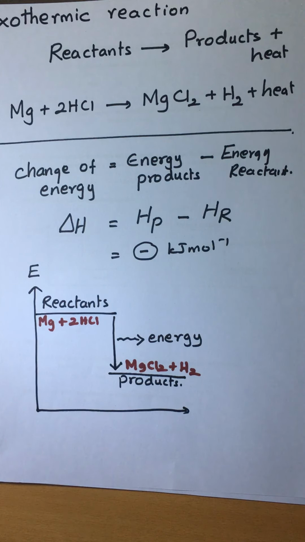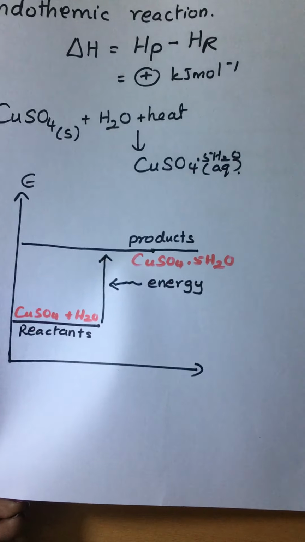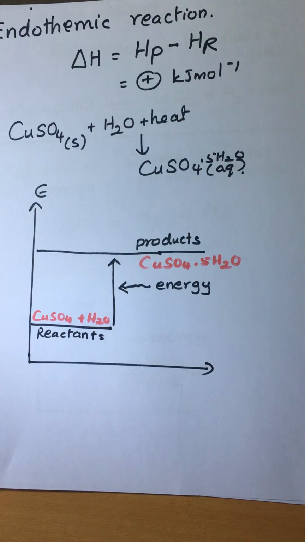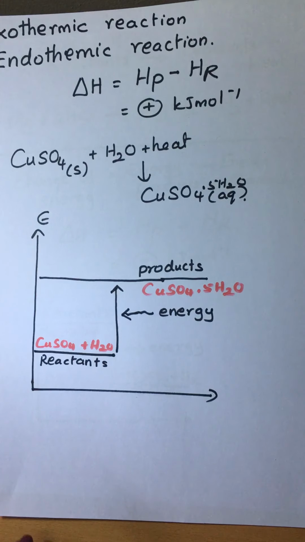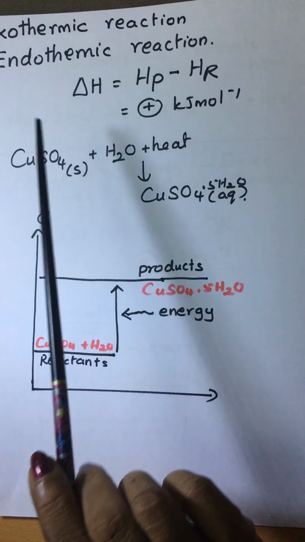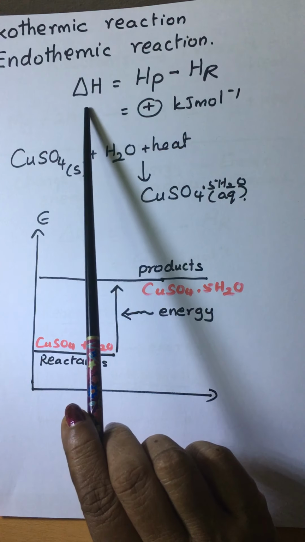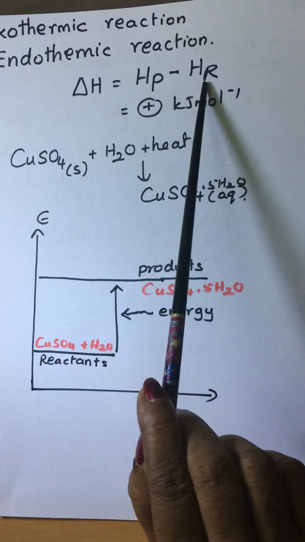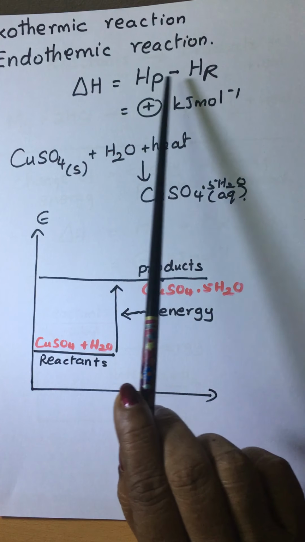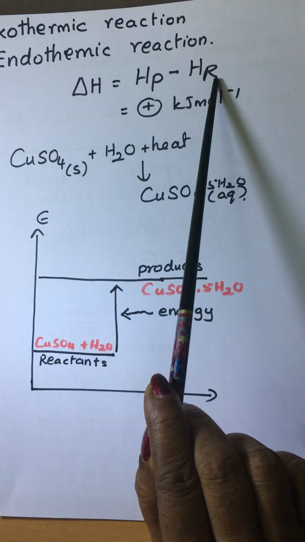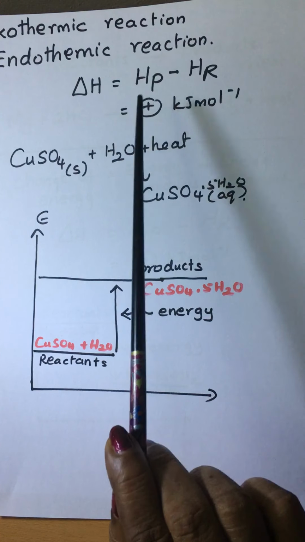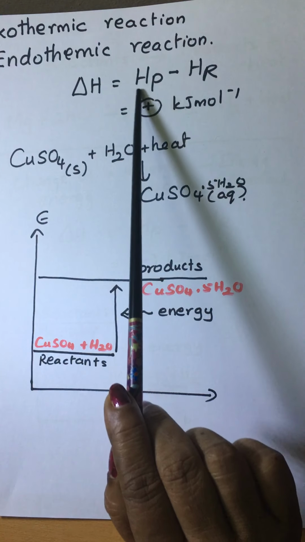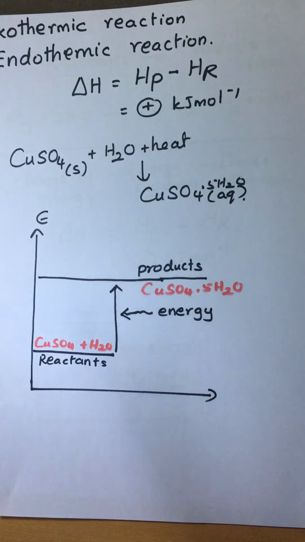The endothermic reaction is when heat is absorbed by the system from the environment. Here in the endothermic reaction, delta H is the same, HP minus HR, the energy of products minus the energy of reactants, but here the energy of the product is always high, therefore you will get the value in plus.